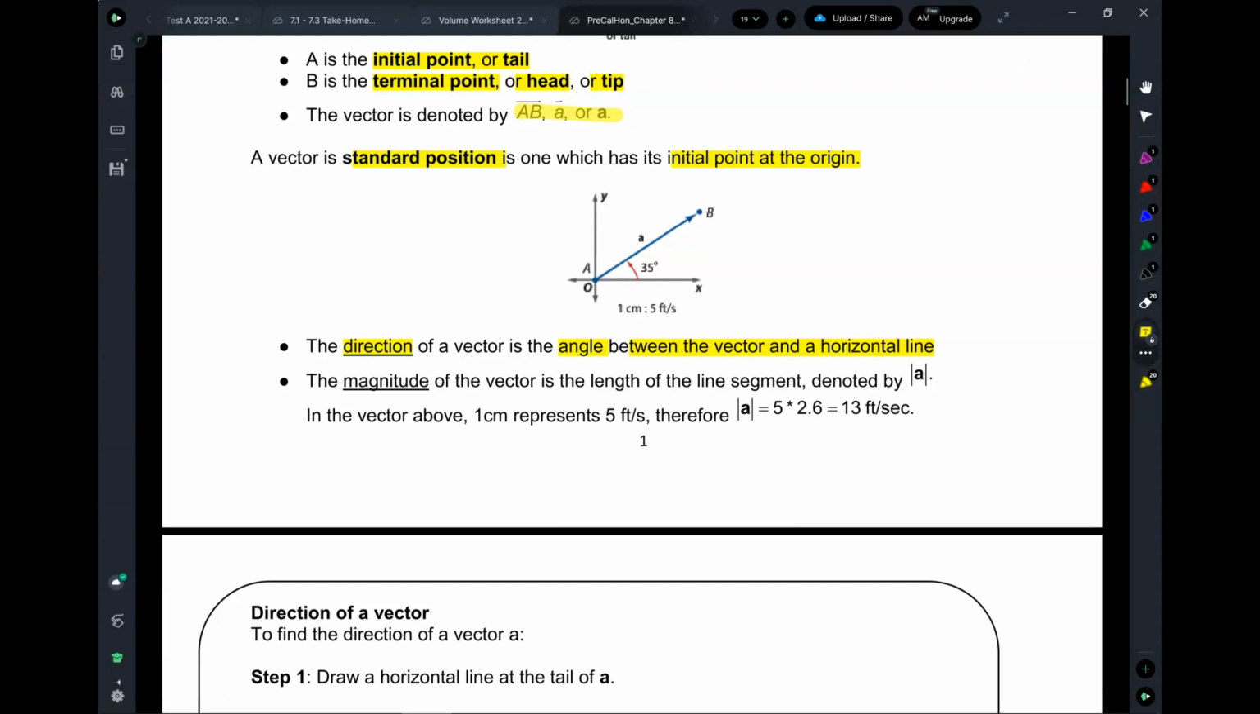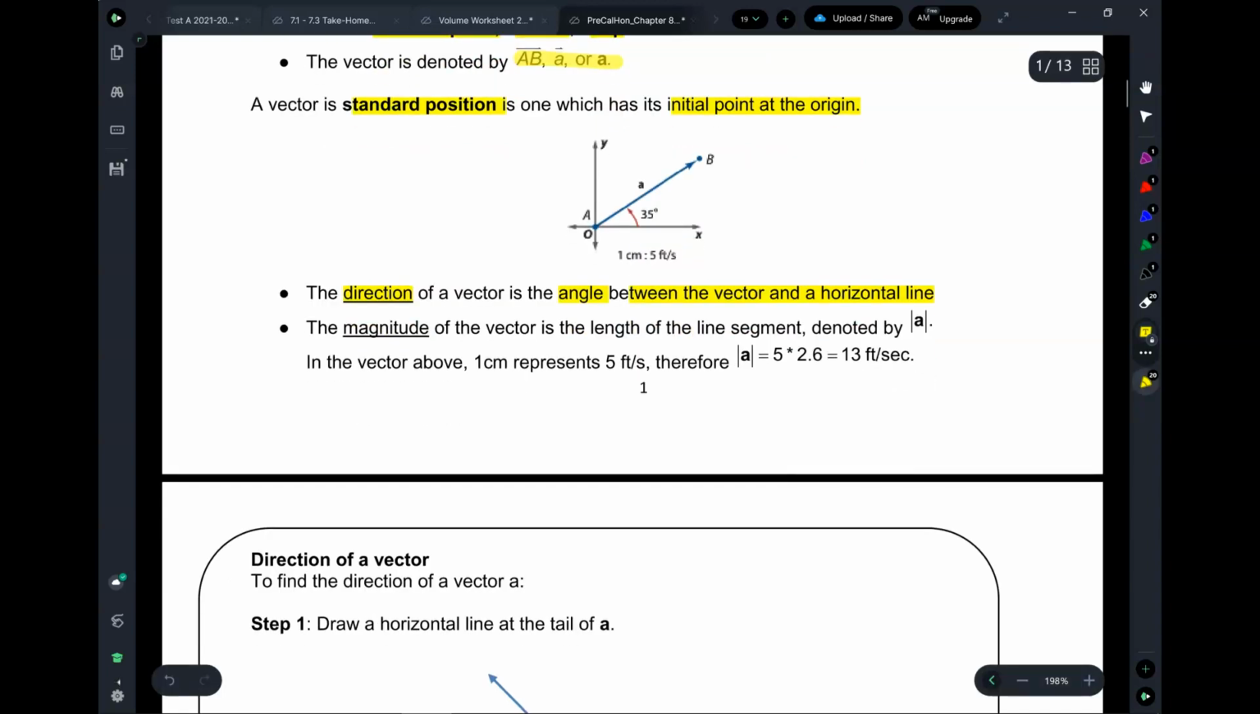It's in standard position because its initial point is at the origin. This is the horizontal line from which it sort of originated. You go up 35 degrees from the x-axis to the vector. That's the direction of the vector, 35 degrees. So if you say the vector has a direction of 35 degrees, there is really no other way to draw it, because you start from the horizontal, go up 35 degrees, there is no other way to draw it, okay?